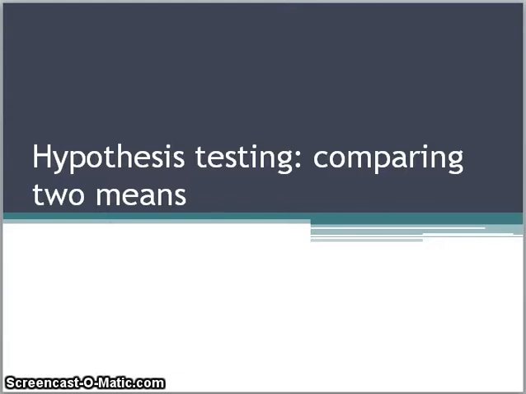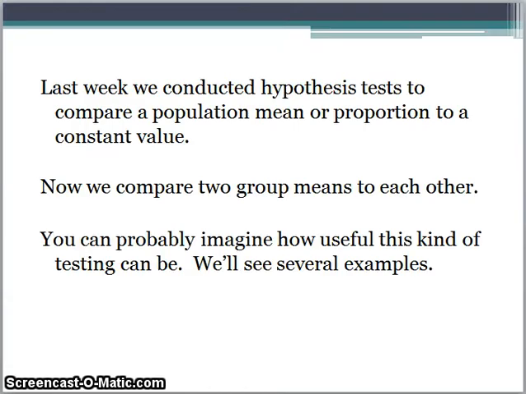Hi, this is the lesson on the hypothesis testing comparing two means. This is also called the independent samples t-test or the two-sample t-test. So last week we were comparing mu to a constant value or p to a constant value. This week we're looking at comparing two group means to each other.